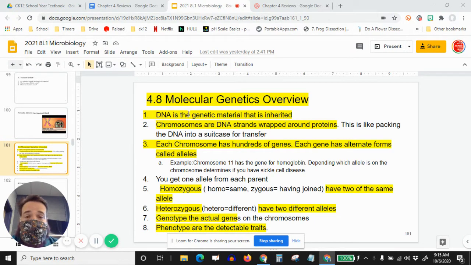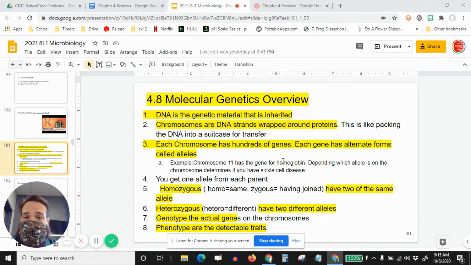DNA is the genetic material. It's inherited from the organism's parents. Chromosomes are just DNA wrapped around a protein. Each chromosome has hundreds of genes. Each gene has alternate forms called alleles. An example is on chromosome 11.